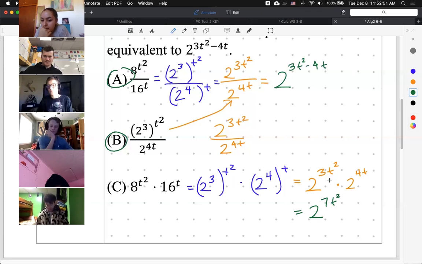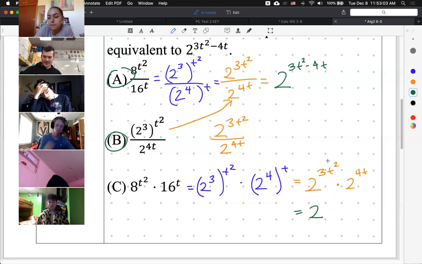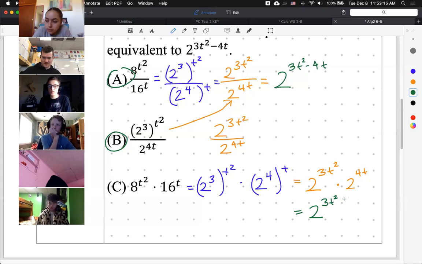Do you have to multiply the bases? No, so the base stays the same. You're supposed to add these two, right? Yes. And then are they like terms? No. Exactly. So it'd be 3t to the second plus 4t. 4t, there it is. Okay. And notice that that is very similar to what we were asked for, except it was a plus instead of a minus, so it is not C.